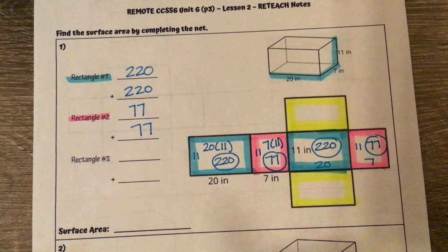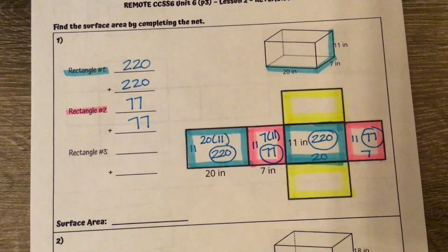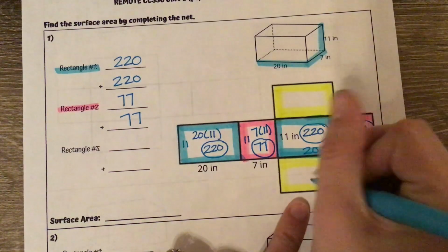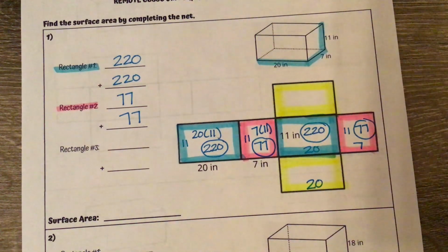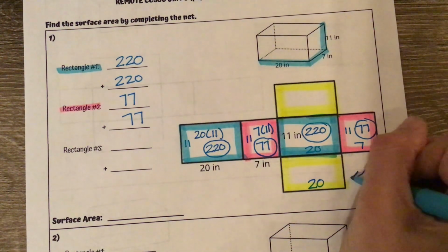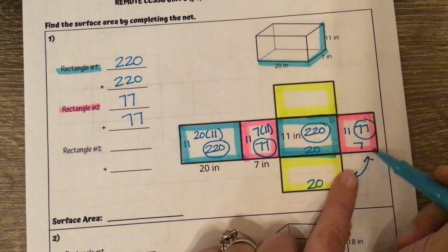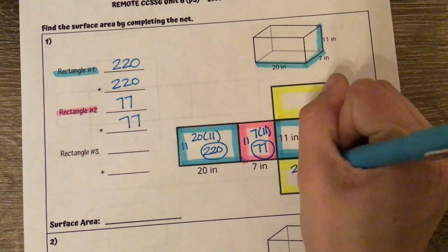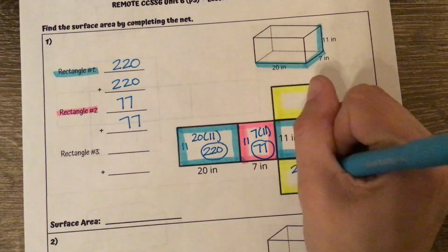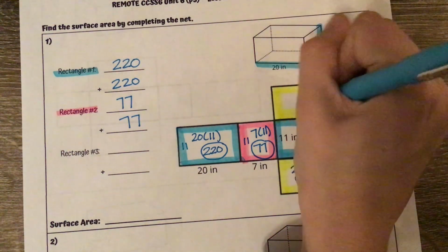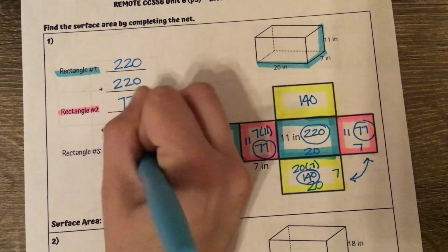And then last, we have our two bases. There's not that much information given to us there, but if this length across right here is 20, that means this bottom length is 20 as well. The hard one is remembering what this height is. What we have to remember is that these two, if you have a net, would fold into each other, so they are congruent. So it's 20 by 7. So I'm going to multiply 20 times 7, and I get 140. So if my bottom one is 140, my top one is 140. So those are the ones I'm adding over here.